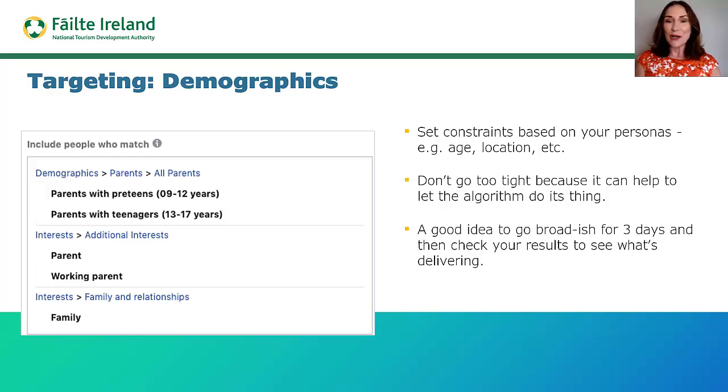It's a good idea to go quite broad at the start, maybe target the island of Ireland, run that for 2 or 3 days. We say 3 days because that's how long it takes the algorithm to learn what's working. So if you run that for 3 days and then come back and have a look in the reporting to see what age group, what counties, what type of person is responding to your ad, you can then go on and apply these as tighter constraints on the targeting for your subsequent ads in the following days and weeks.